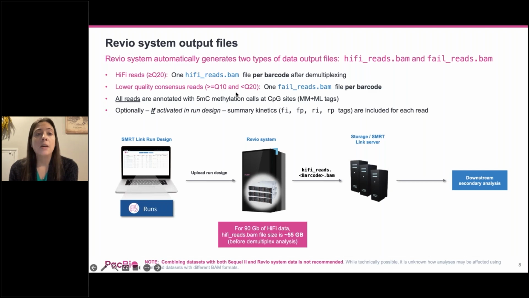Okay, so let's take a look at the output files and directory structure you could expect off the Revio. Like I mentioned, the Revio system will automatically generate two types of data output files: your HiFi reads and your fail reads. For each barcode after demultiplexing, you'll get a separate HiFi read BAM file and a separate fail reads BAM file as well. All reads from both bins will have annotated 5mC methylation calls at those CpG sites, and those will be saved as MM and ML tags. Additionally, if you had selected during run design to keep your summary metrics, you'll also have a series of tags listed here that will be included in each read's output BAM files.